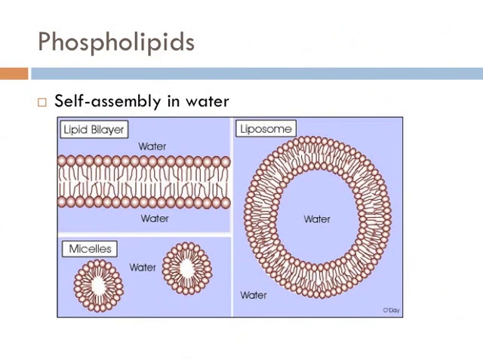But what happens if water gets into the center of that structure? Well, then the fatty acids turn away from the water in the middle and the polar region turns toward it. This is called a liposome. The structure of the liposome is called a lipid bilayer, and all cells are made of it.